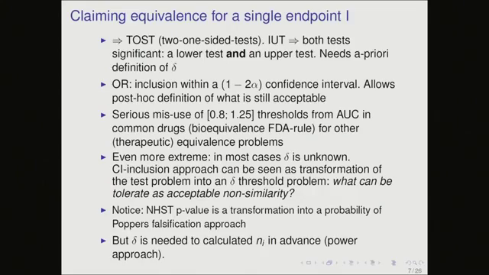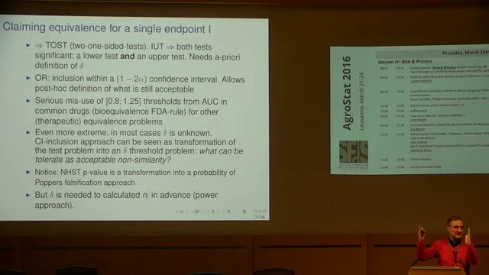However, you need a definition a priori of what is acceptable, what is a delta. An alternative is to calculate a 1 minus 2 alpha two-sided confidence interval without definition of a delta. Why 2 alpha? Because you have one confidence interval for the lower side and one for the upper side, and together they must lie in the alternative, therefore 2 alpha. And this allows you a post hoc definition of what is acceptable for you. So that's a way out.